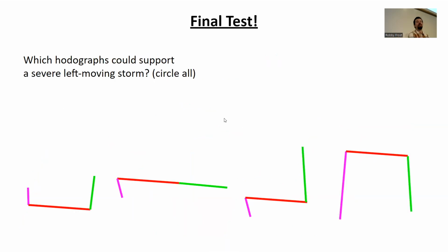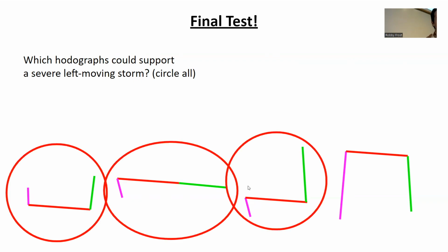And so now, which hodograph could support a severe left-mover? Okay, wait, yeah, this is hard for you in the audience. How many of these hodographs here could support a severe left-moving storm? How many? Yeah, I'm hearing 2 or 3. All these 3, right? You can get left movers from all of these hodographs easily. There's not enough low-level shear here to really minimize the potential of left movers.